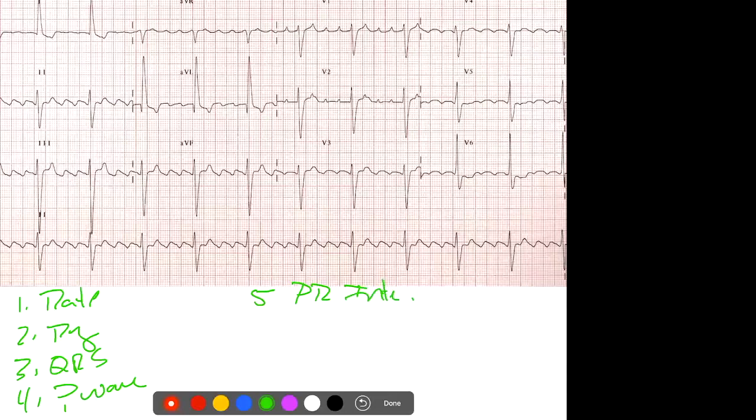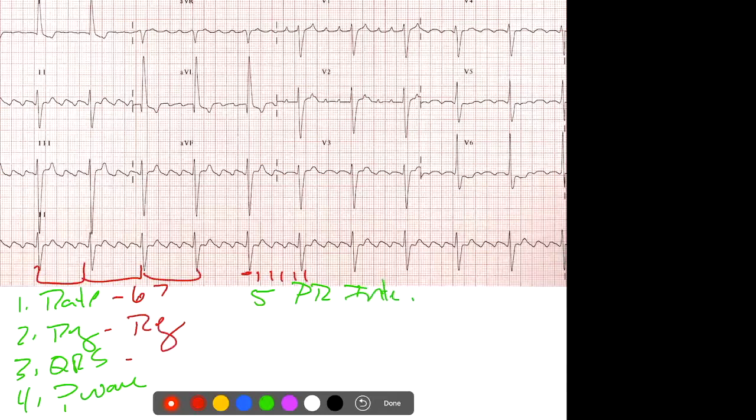All right, so the rate. Here's one that ends on the line. So 300, 150, 100, 75, 60. So somewhere in the middle of that, let's just say 67. Split the difference, okay? Look regular or irregular? Regular. Good.